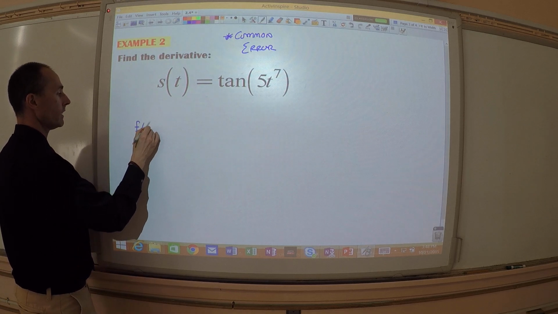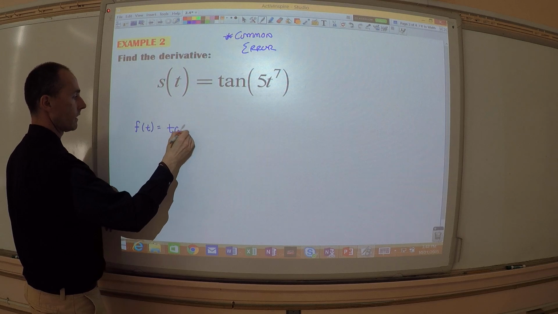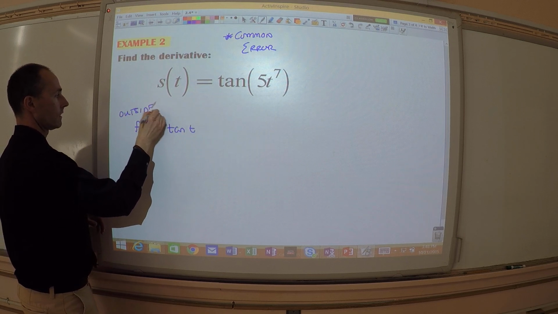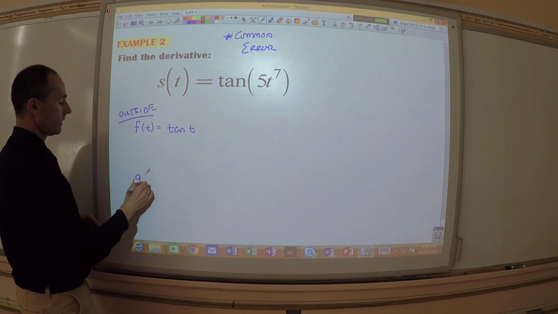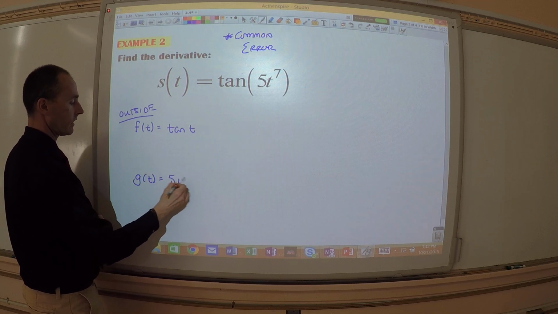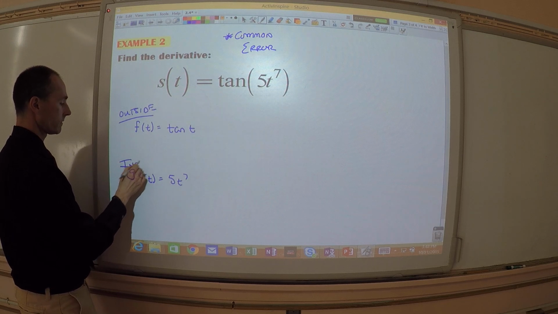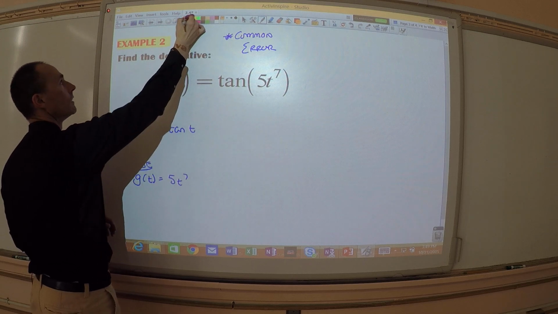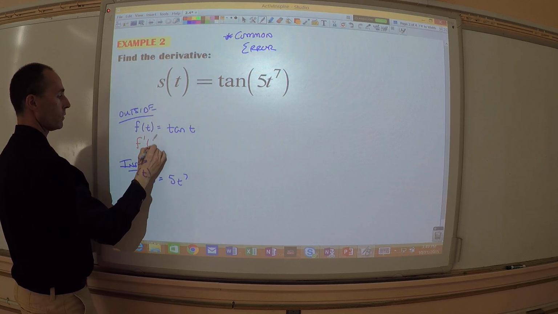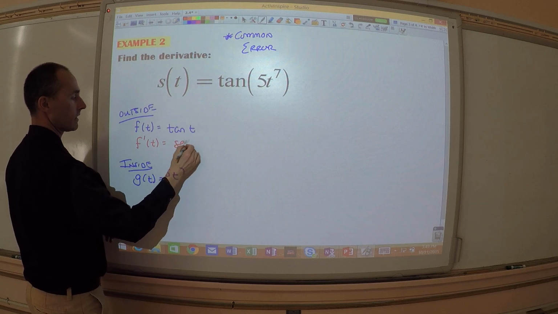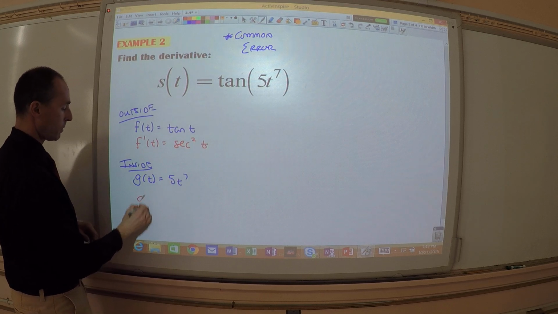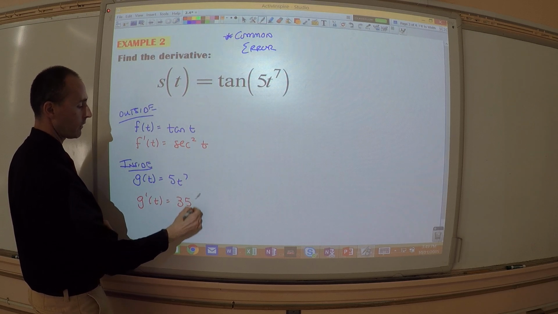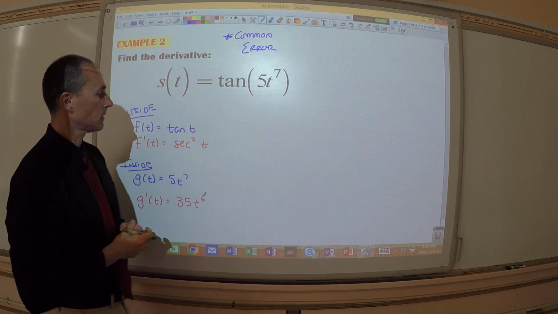Let's suppose we call f of t tangent. That would be the outside function. And let's call g of t 5t to the 7th. That would be the inside function. And let's derive each one of them. So f prime would just be the derivative of tangent, so that would be secant squared. And g prime would be the derivative of 5t to the 7th, and that would be 35t to the 6th.